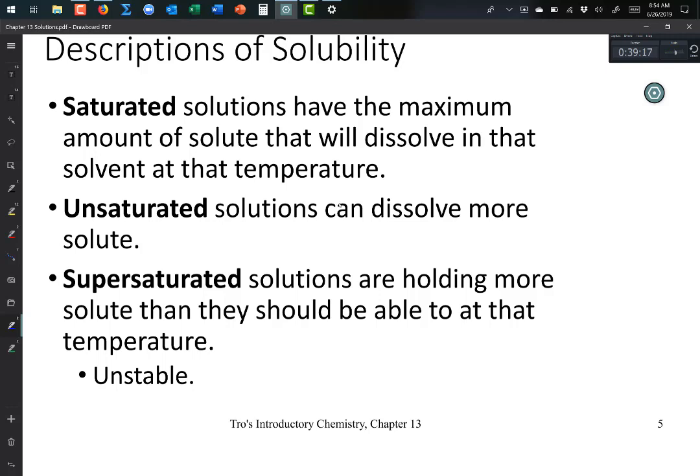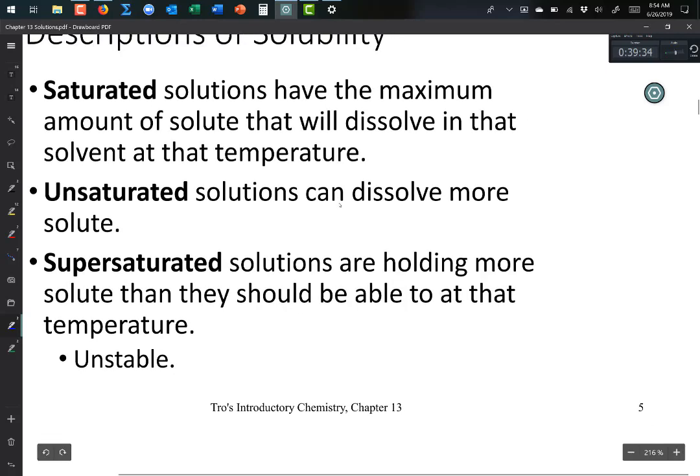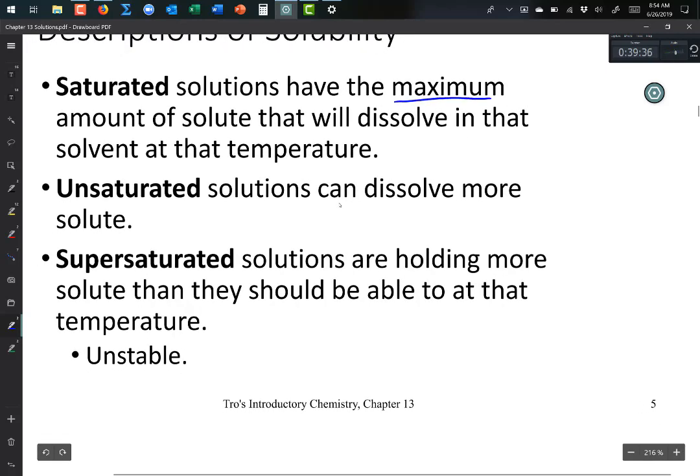So saturated means, in solution lingo, that you've dissolved the most solute that you can into the solvent. You can't get any more in. So you have the maximum solute that will dissolve in a solvent, and it's very temperature dependent, so it's at that temperature.